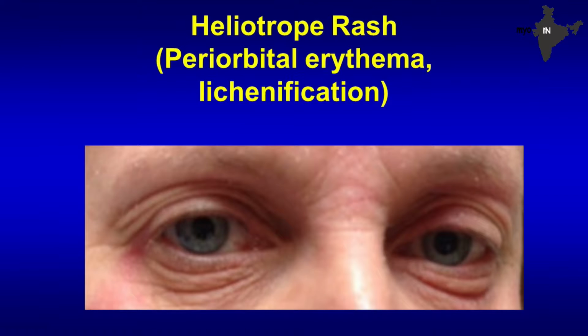Sometimes there's a lot of itching and people will rub, and so this is showing you the kind of lichenification with increased skin markings that you can see along with the periorbital erythema in a heliotrope rash.